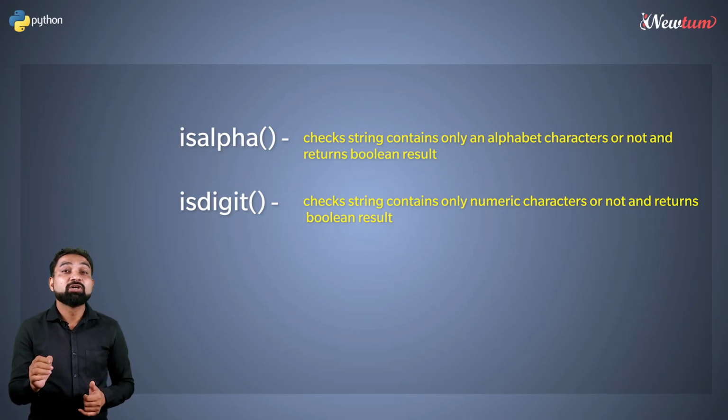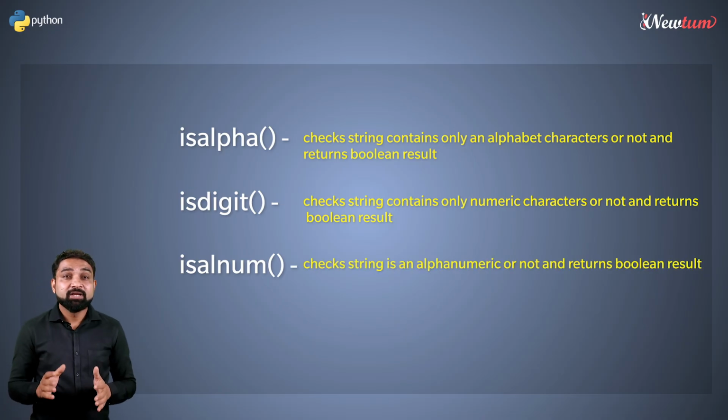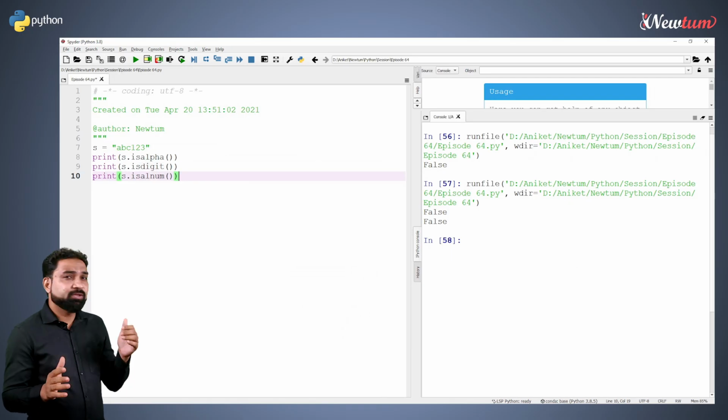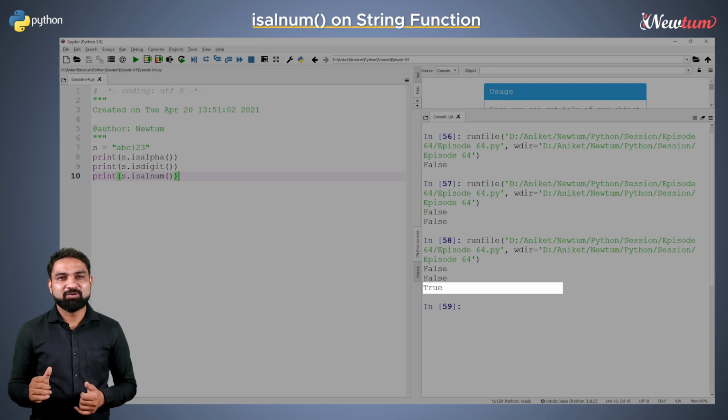But suppose you call the function isalnum. The isalnum function checks whether the string is alphanumeric or not. Just call this function on the string s. Run the code. Well, we got the output True.